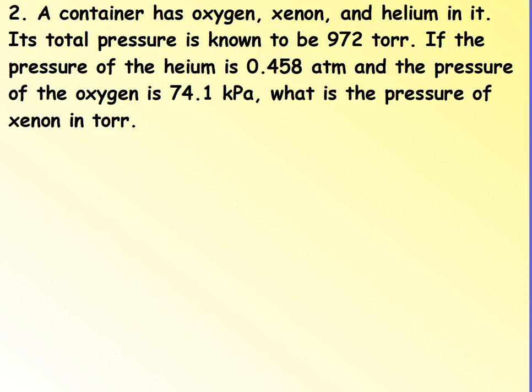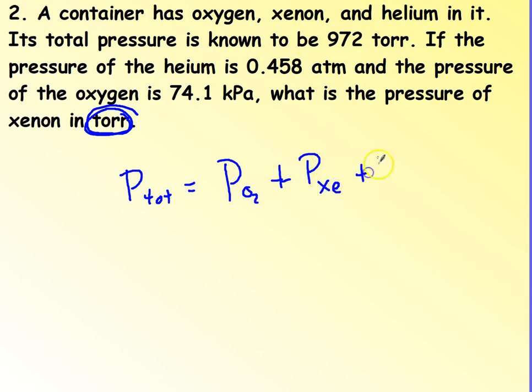In this question, it says a container has oxygen, xenon, and helium in it. Its total pressure is known to be 972 torr. If the pressure of the helium is 0.458 atm and the pressure of the oxygen is 74.1 kPa, what is the pressure of xenon in torr? Since they want the pressure of xenon in torr, everything has to be in torr. So if it's not in torr, you have to convert it. Let me write my equation. P total is equal to the pressure of the first gas, oxygen, O2, plus the pressure of xenon, Xe, plus helium, He.